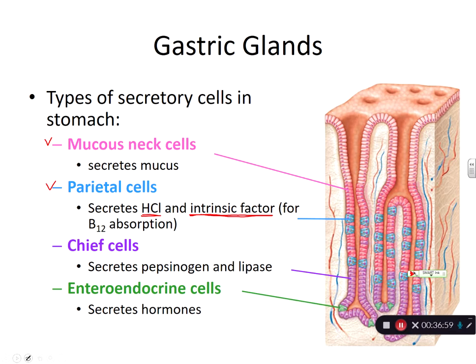These purple cells are called chief cells, and they secrete enzymes like pepsinogen and lipase. Lipase is an enzyme that helps you break down which of those 4 macromolecules? Lipids. What do you think pepsinogen helps you break down? Proteins.